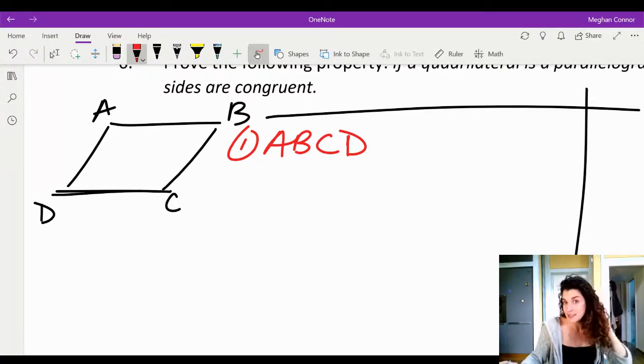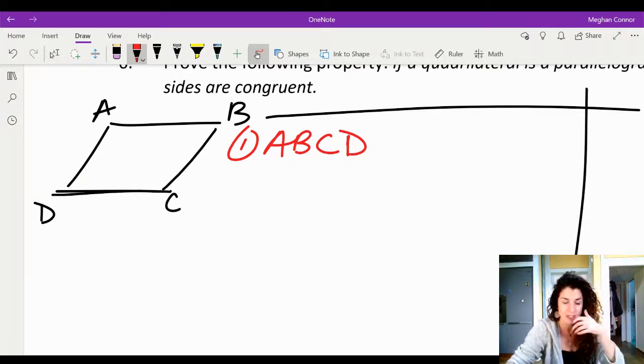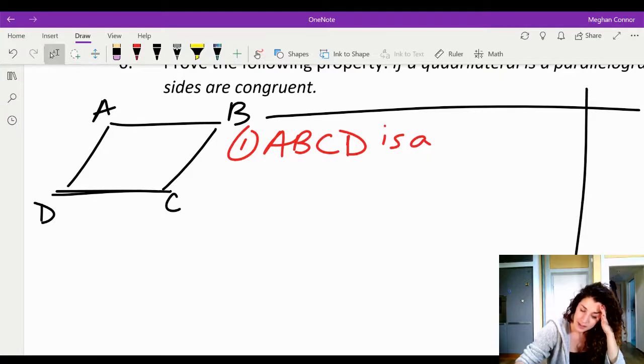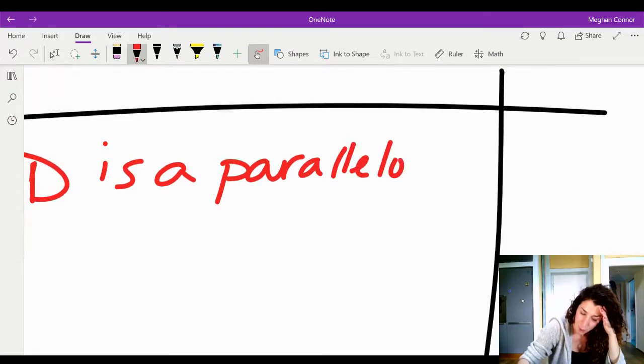We don't have parallelogram symbols. That's because the big reason why we use symbols for triangles versus angles is because they both have 3 letters, and so you're telling me which one it is. Is it a triangle or is it an angle? So here it's just the 4 letters and you're telling me it's a quadrilateral. It's something with 4 vertices. So A, B, C, D is a parallelogram.